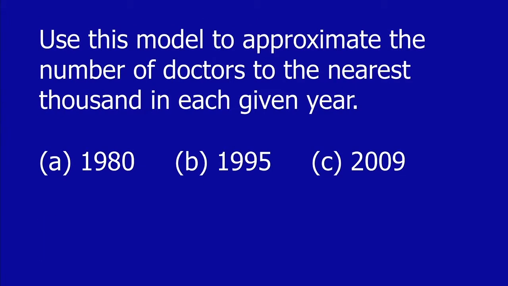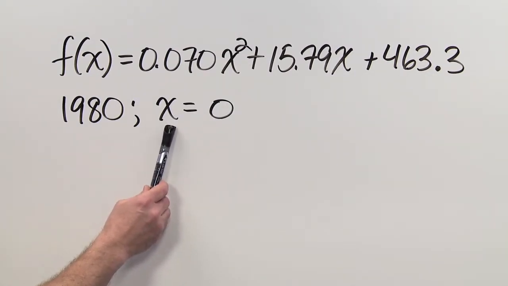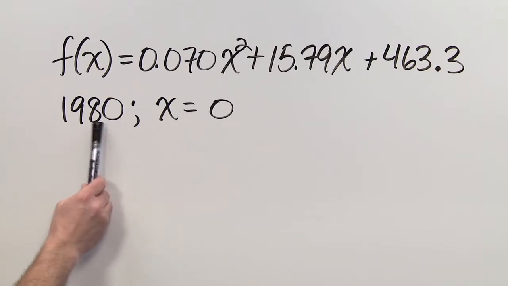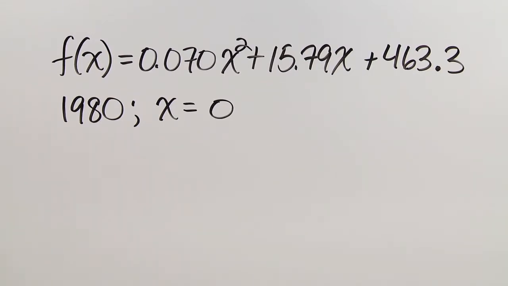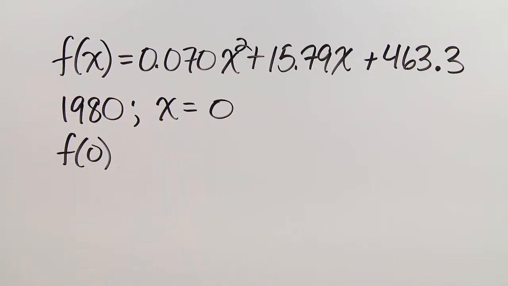Use this model to approximate the number of doctors to the nearest thousand in each given year. And we have 1980, 1995, and 2009. So we begin with 1980. Remember that we were told that x is equal to 0 corresponds to 1980. So we want to find f of 0.